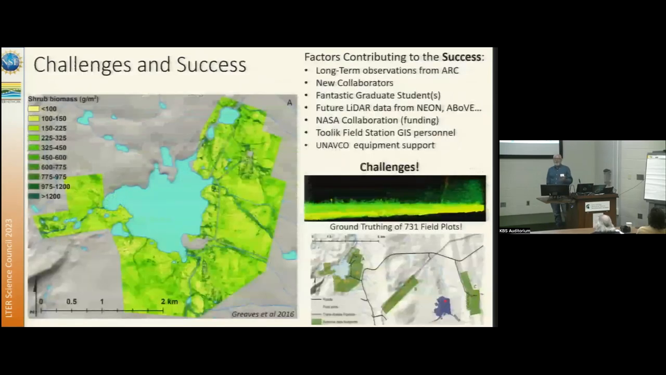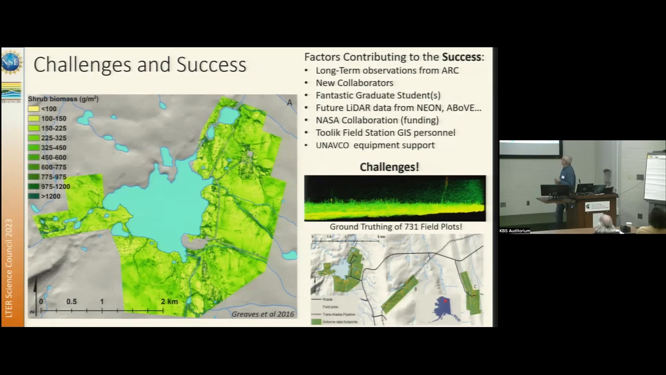So let me start with the successes. We were able to create a regional map of shrub biomass with a significant amount of resolution. In fact, we wound up with a 20 centimeter vegetation map across our region. This was a great success. It started with the ARC observations. We brought in new collaborators. We had great graduate students working on this. And we're fortunate in that airborne LIDAR will be flown every 3 to 5 years through NEON and other programs going forward. We had a collaboration through NASA that led to funding. We had help from the GIS personnel at the field station, and we had some equipment support.